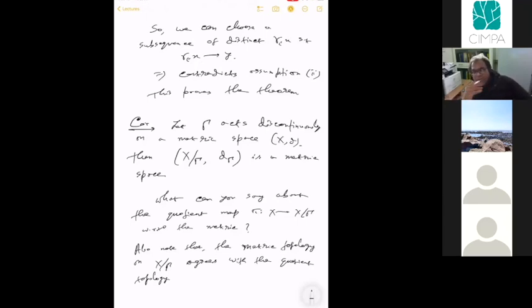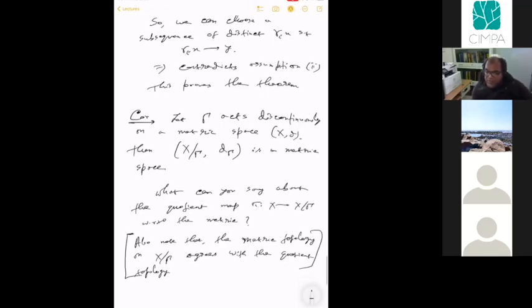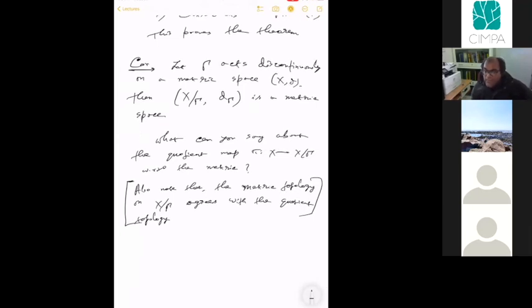You can see it. So now, what can you say about this? Okay, this is inside the bracket. This has nothing to do with the original question. So now, what about this?